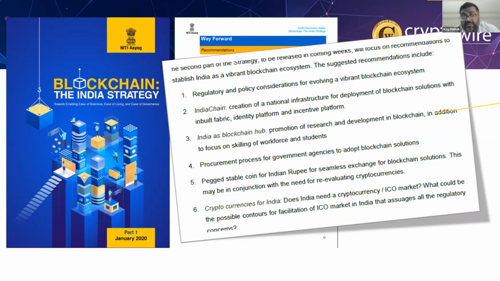They also recommend promoting India as a blockchain hub, where promotion of research and development in blockchain, and skilling of workforce and students, is going to happen. With this in our mind, we are launching something like a crypto university, where we think that we can participate positively in proliferating this ecosystem with skill and making India a skilled place for blockchain development.